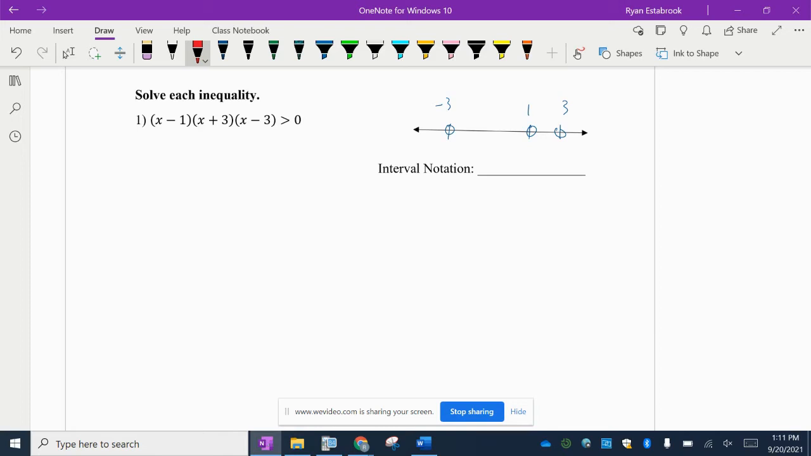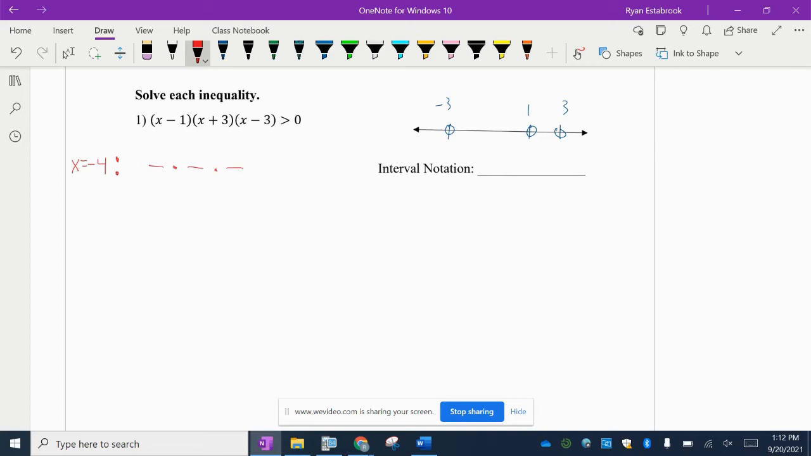So I'm just going to pick any number. For example, what if x equals -4? It's just one of the numbers from that region. And then I'm going to plug this into the inequality without paying too much attention to precise details. In other words, -4 minus 1, yeah, I know that's -5. More importantly, it's a negative. And then -4 plus 3 is another negative. -4 minus 3 is another negative.